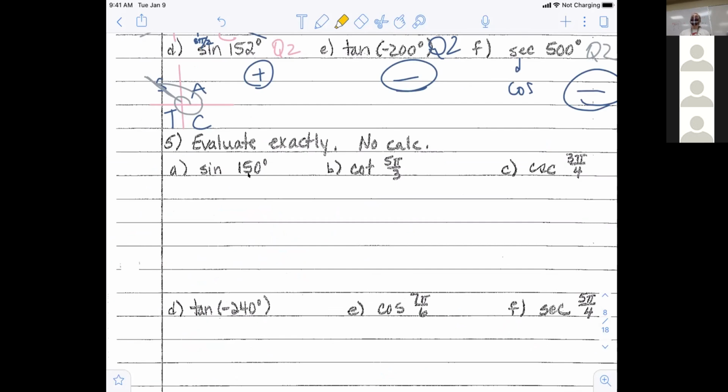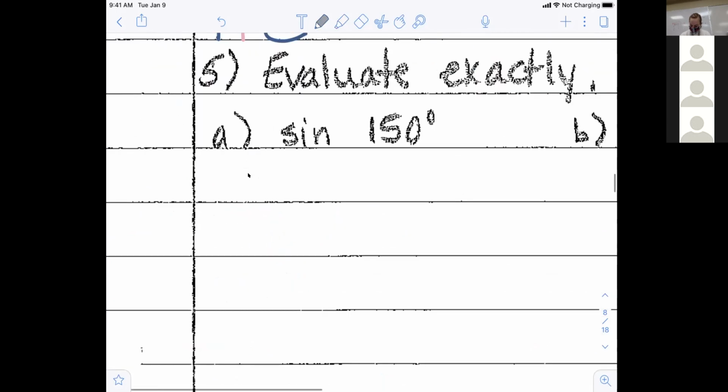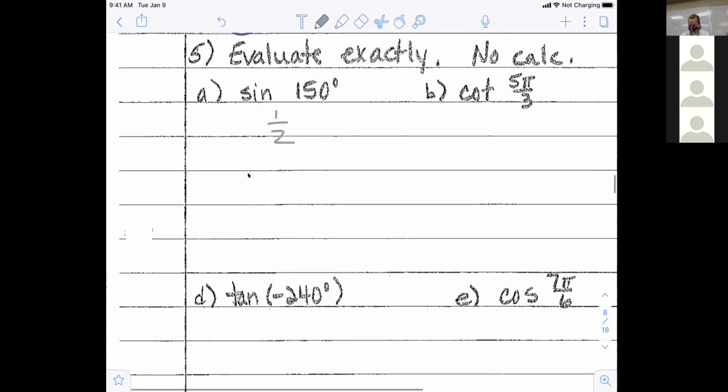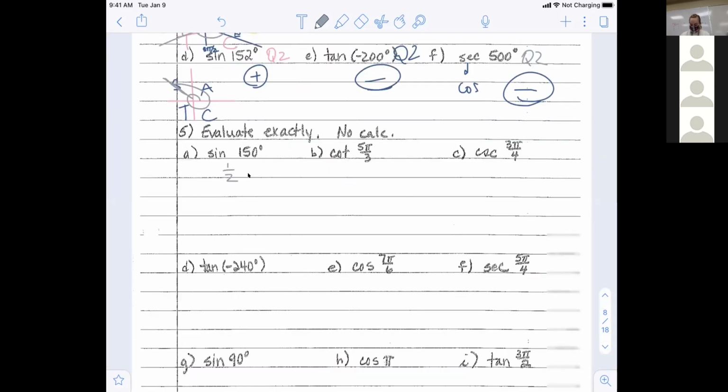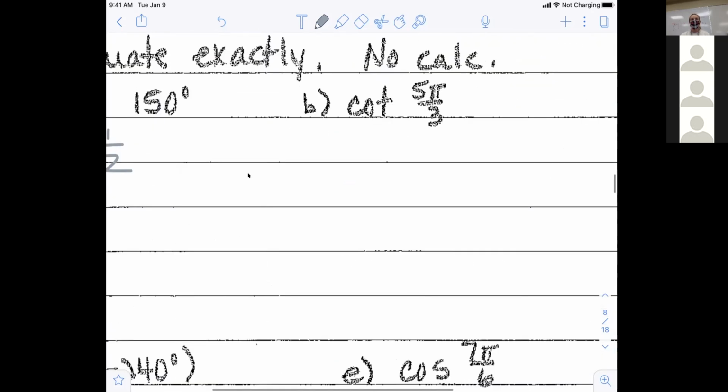Sine of 150. What's sine of 150? 1/2? Perfect. This is just like we've been doing our quizzes on. Let's do a cotangent one and hopefully a tangent one before you have to do it by yourself on Monday, right?